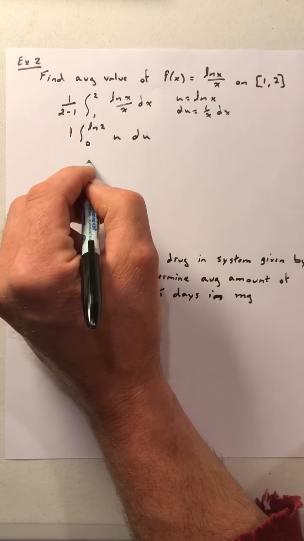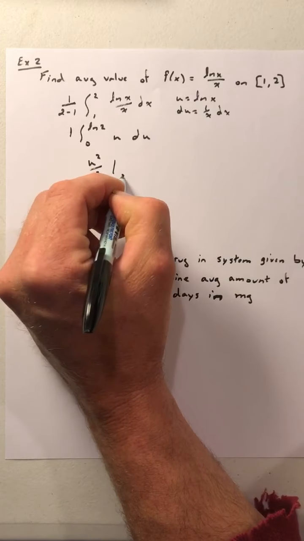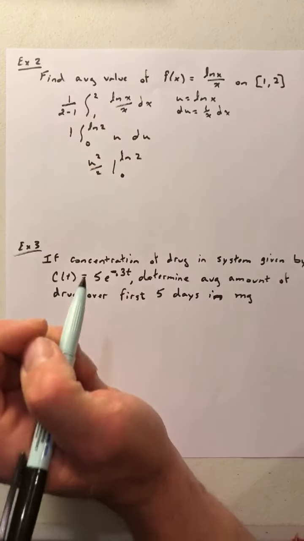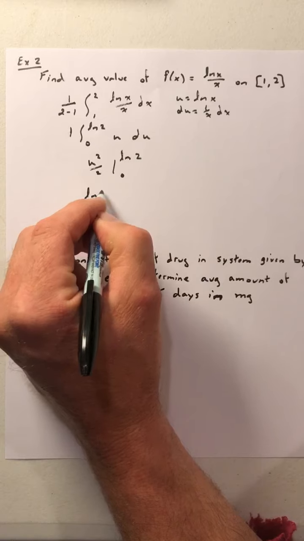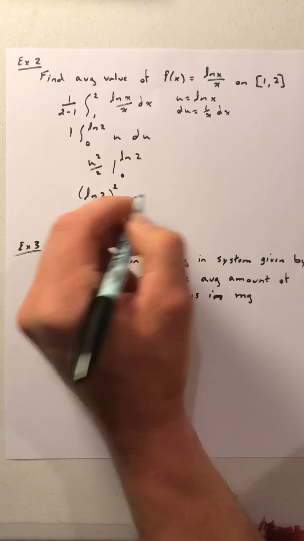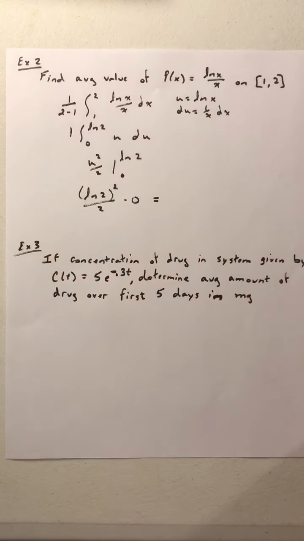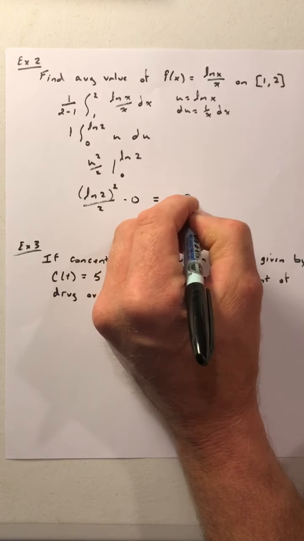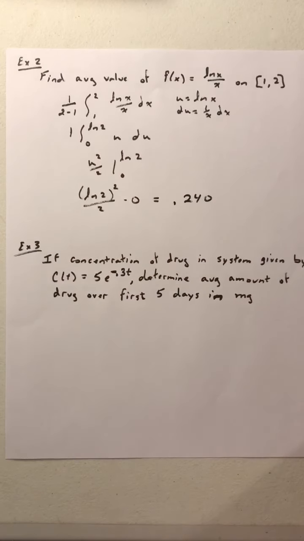I can integrate u to u squared over 2 from 0 to the natural log of 2. Plugging that in, I get the natural log of 2 squared over 2, minus plugging in our 0, we get 0. So we can approximate that. And if you want to put that in your calculator, you can. Natural log of 2 squared divided by 2 gives us 0.240. And again, that's our average value of that function on that interval.